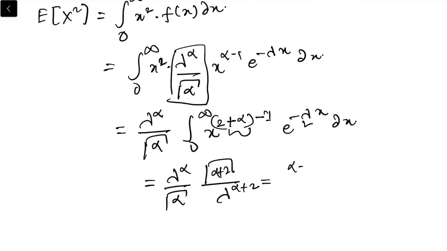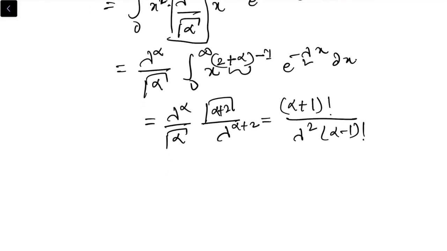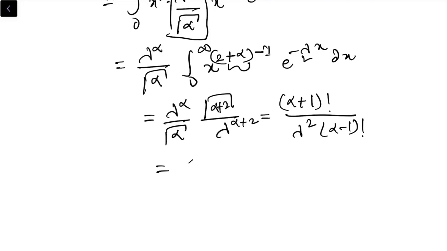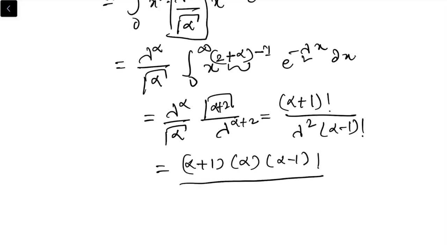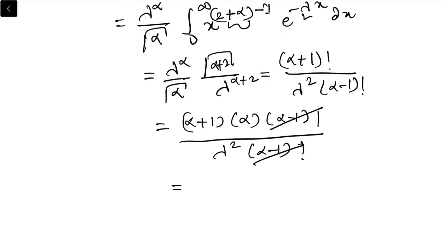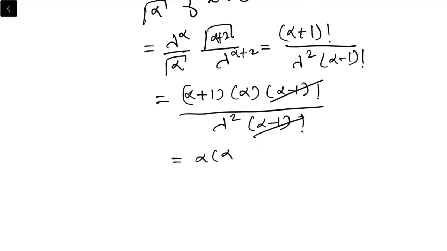So if you simplify this, you'll get alpha plus 1 factorial divided by lambda square times alpha minus 1 factorial. If we simplify this further, then we can say alpha plus 1 times alpha times alpha minus 1 factorial divided by lambda square times alpha minus 1 factorial. This gets cancelled, so we are left with alpha times alpha plus 1 divided by lambda square, and this is expectation of x square.